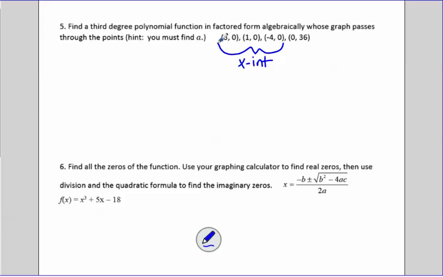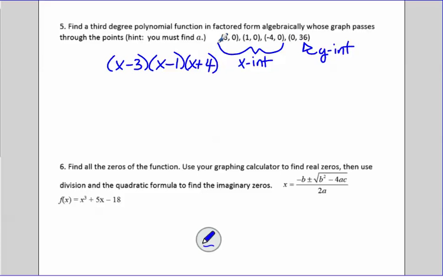So if 3 is a 0, that means that x minus 3 is a factor. Because if I set x minus 3 equal to 0, I would solve that and get x equals 3. And then because 1 is a 0, I have x minus 1. And because negative 4 is a 0, I have x plus 4. The other one is a y-intercept, and we're going to use that later to find our a value.